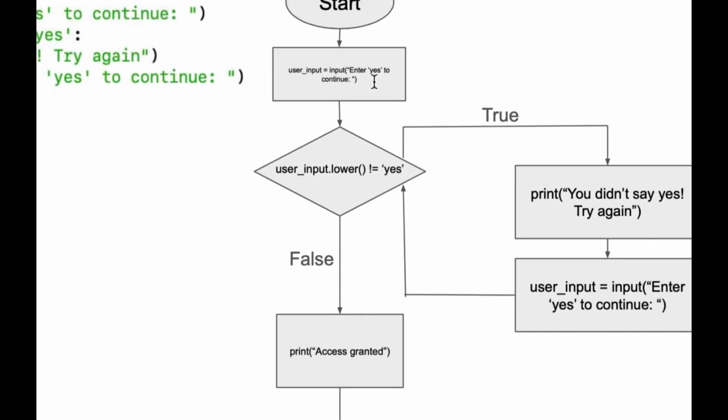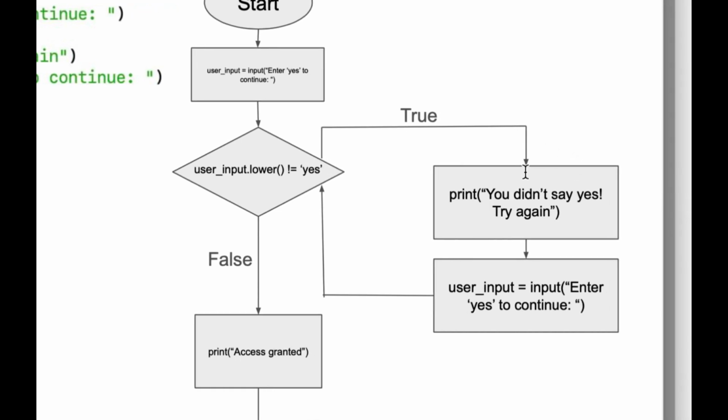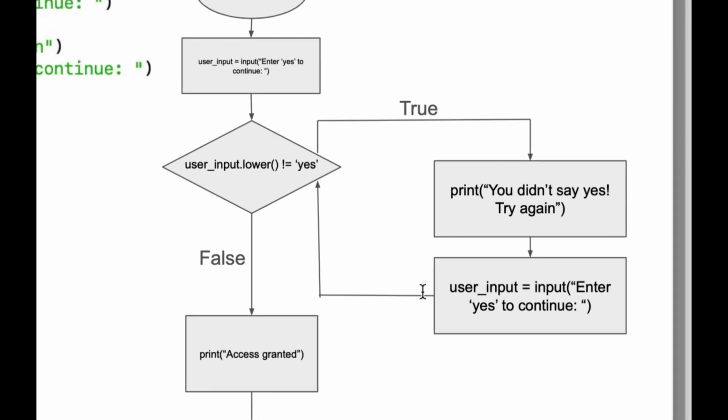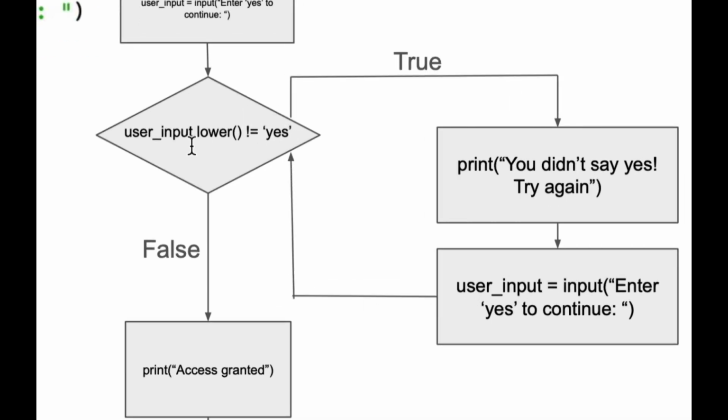Example, if we type in anything else that is not yes, it will say true, and then it will go ahead and say you didn't say yes, try again, and then it will run this line of code over here, and then it will make you type in something else, and then that is the time it will go back to this arrow, back to the condition. So it won't automatically go back to the condition. It will first make you have another user input, and then it will go back to that condition to check if you've finally typed in yes.